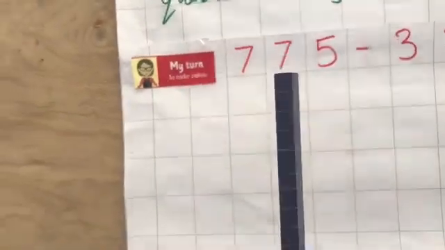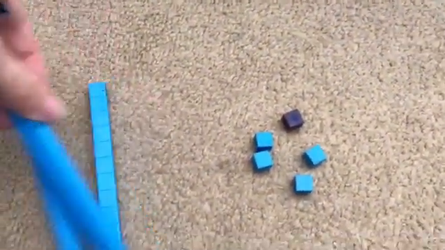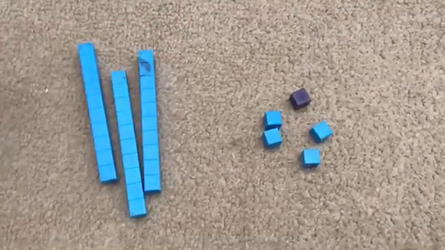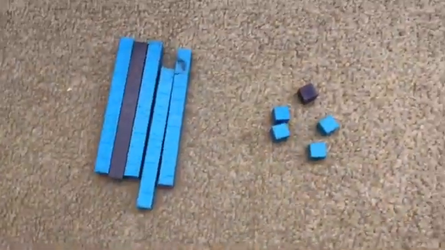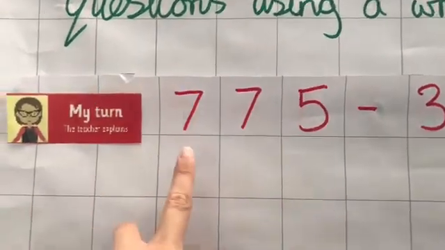Now these are my tens. So I've got 7 tens. So next I'm going to count out my tens. 10, 20, 30, 40, 50, 60, 70. Next, I'm going to look at my hundreds.